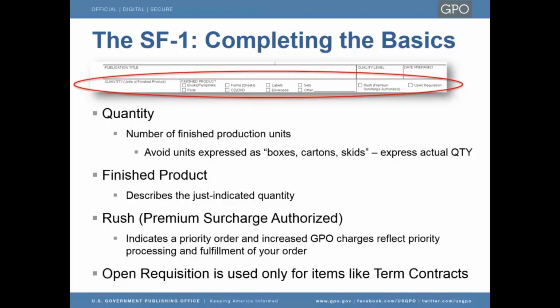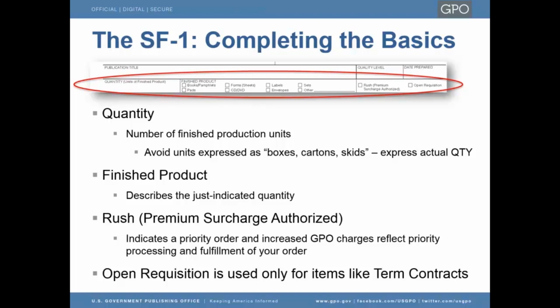Please indicate a clear number of finished individual production units. Avoid ambiguous units like boxes, cartons, or skids. Next, check the appropriate checkbox fields under Finished Product to describe what is being ordered.